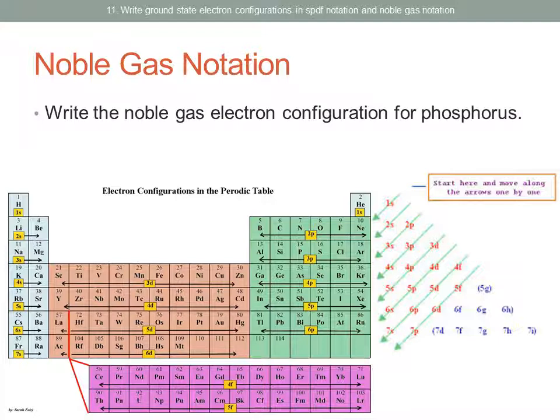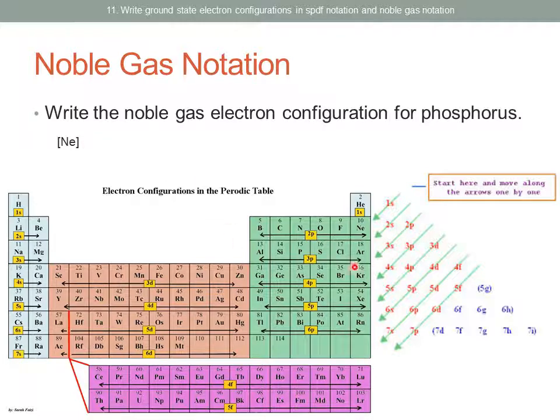We're asked to write the noble gas electron configuration for phosphorus. So here's phosphorus on the periodic table. We can see it's atomic number 15. Whenever we write the electron configuration using noble gas notation, what we do is we look back to the previous noble gas. So going backwards on the periodic table, the previous noble gas we get to is neon, when we go backwards from phosphorus. So what we do is we write the symbol for neon in brackets, and what that means is we're saying that phosphorus has neon's electron configuration plus whatever we write after it.